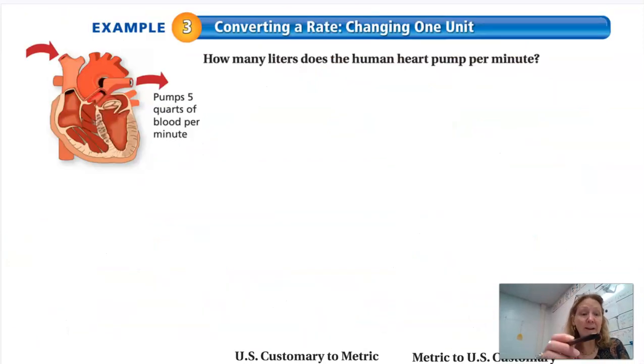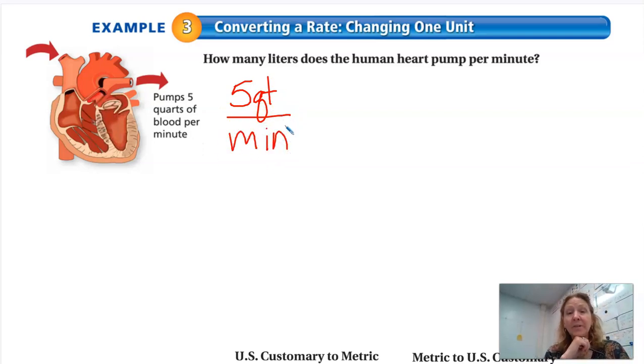Okay, so now let's get to the lesson. It's not that much different than what you've been doing. We are going to be changing units. So here's the idea. You have this picture that says that your heart pumps 5 quarts of blood per minute. So I write 5 quarts per minute, right? That's the information I was given, and I look at the question, and the question says how many liters does the human heart pump per minute?